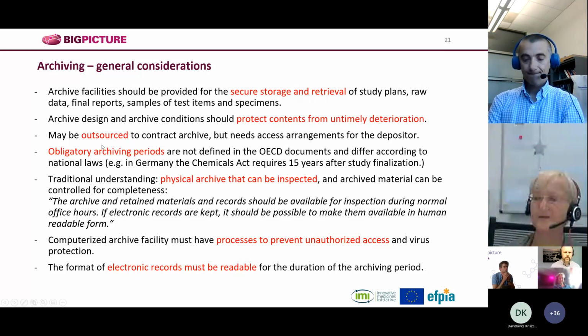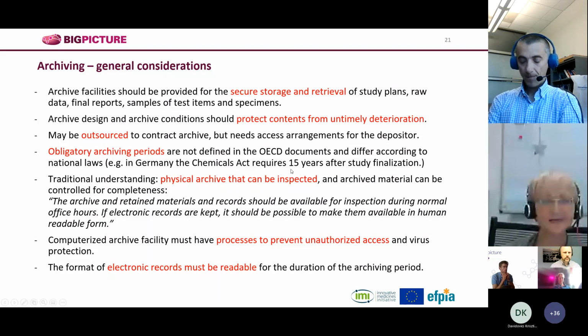Archiving may be outsourced, but in that case, there needs to be an access arrangement for the depositor and also for inspectors. There are obligatory archiving periods which are not defined in the OECD documents, so they are not internationally harmonized, but they are governed by national laws. Like, for example, in Germany, there is the Chemicals Act, which requires 15 years of archiving after study finalization. In reality, in very, very many cases, materials are even archived throughout the, let's say, life of a drug.